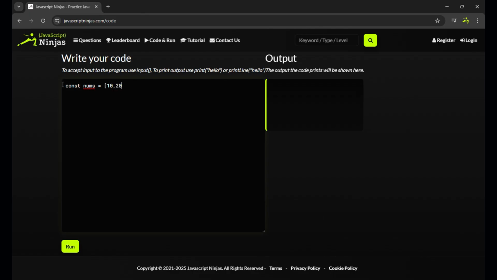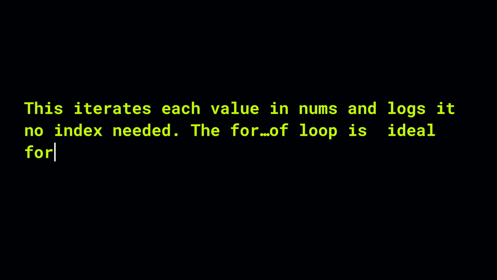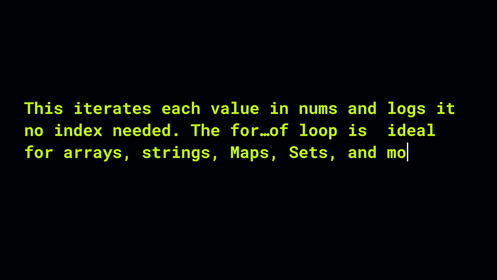We can also loop through arrays. Let's see how. const nums = [10, 20, 30, 40]; for (let n of nums) println(`array value ${n}`). This iterates each value in nums and logs it, no index needed. The for...of loop is ideal for arrays, strings, maps, sets, and more.